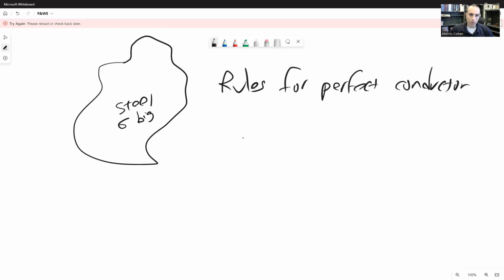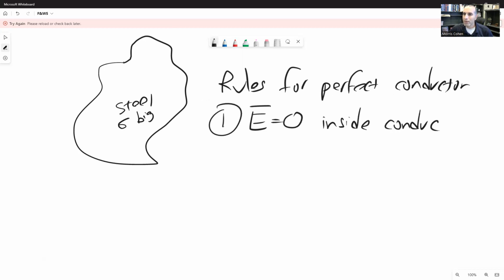Rule number 1: E equals 0 inside the conductor. Because again, if there were any electric field, then it's going to be pushing around electrons, and that process will never stop until there's no electric field to push around those electrons. And so by definition, we've got to get E equals 0 inside the conductor.